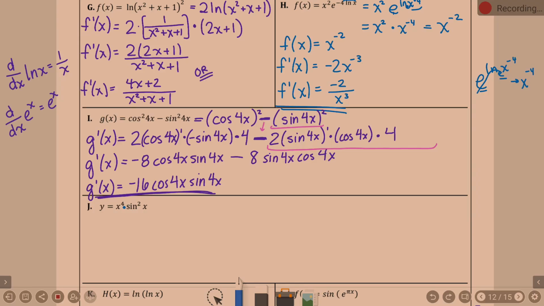Which could also be written as x to the 4th times sine x quantity squared. Which means before I consider chain rule, this is two different functions being multiplied together. So I have to think product rule first. Okay? So product rule says derivative of the one, keep the other, plus, and then we flip it. Yes?